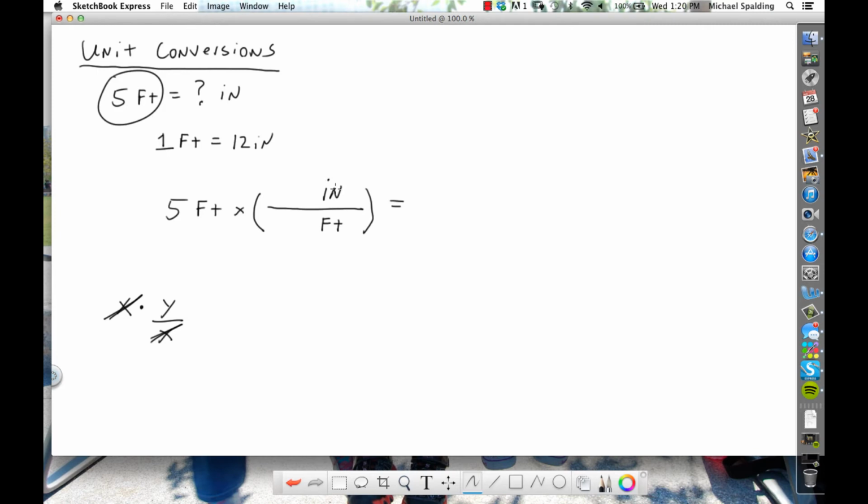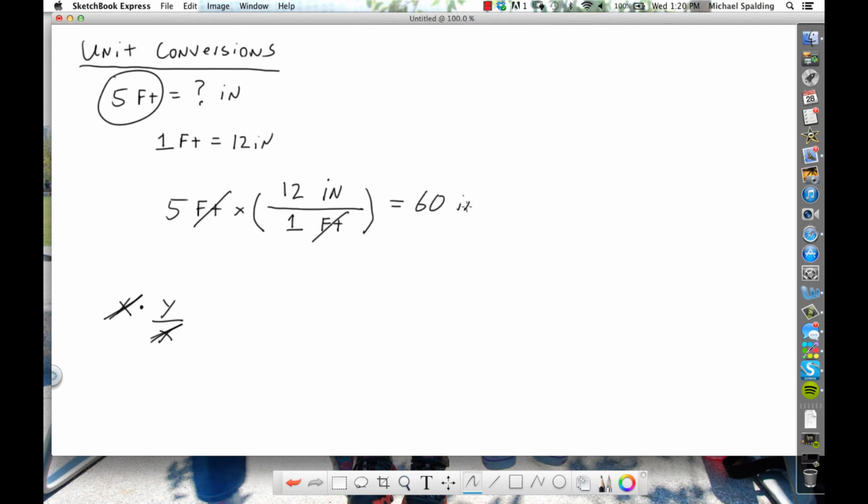Now we put in the numbers. How does it go? Is it 1 inch for 12 feet, or 1 foot is 12 inches? 1 foot is 12 inches. So then the feet cancel, and you're left with what?